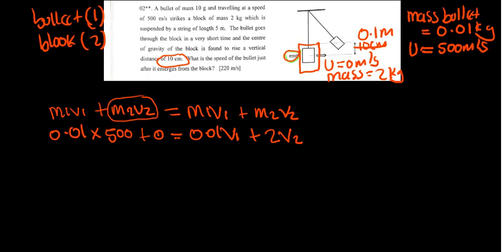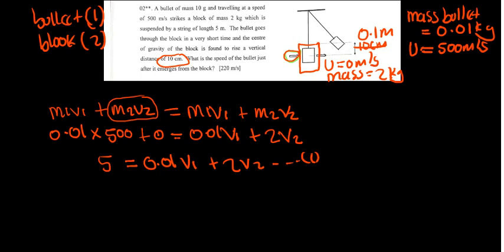So if we multiply 500, let's simplify everything. 0.01 multiplied by 500, it's giving a 5. Okay, it's giving a 5, which is equal to 0.01 v1 plus 2 v2. Okay, so let's label this one as our equation 1. So that is our equation 1. Let's go to the other one.